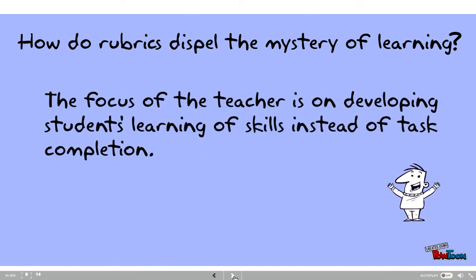The focus of the teacher is on developing students' learning of skills instead of task completion. That's why task-specific rubrics are not always the best thing. They play a role, but if all we're doing is teaching students to finish their work and finish their work on time, it's likely that we're sacrificing a lot of learning in order for that to happen.